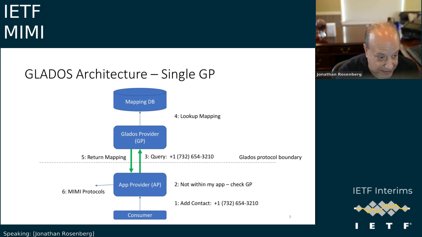But the app provider gets to say, okay, great, they want to talk to this number. I don't know what this is, not one of my users. All right, let me check. So the app provider here would say WhatsApp, and step 3 goes to their GLaDOS provider and says, hey, what do I do with this phone number? And it turns out that phone number happens to be, in this case, cached or known by the GLaDOS provider, perhaps because that GLaDOS provider supports another app provider that has that number, and it just returns a mapping. So the GLaDOS protocol is worried about what's on the wire between the app provider and the GLaDOS provider.